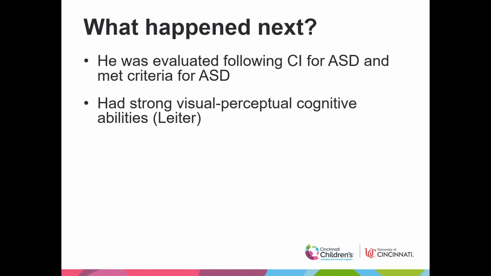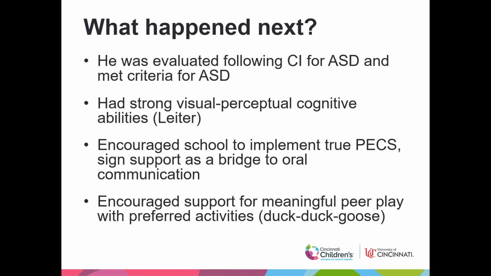So the little guy who I was telling you about, the second one, he did get evaluated and did have autism. He met criteria. He still had very strong visual perceptual capabilities. So he could do a lot of matching and that sort of thing. Next slide, please.